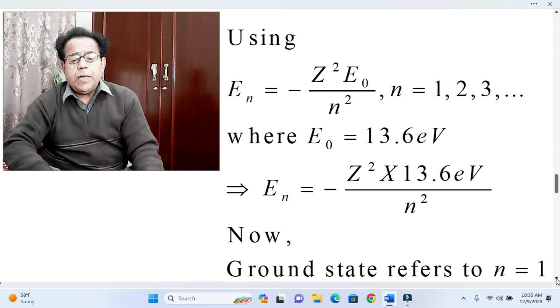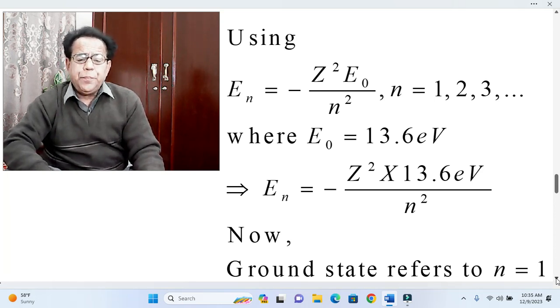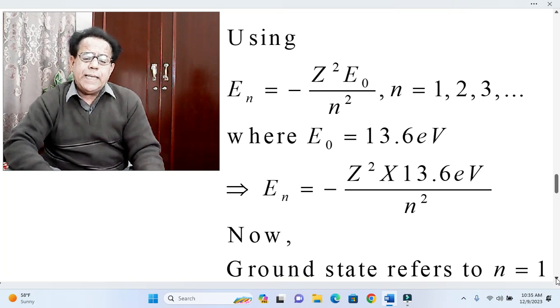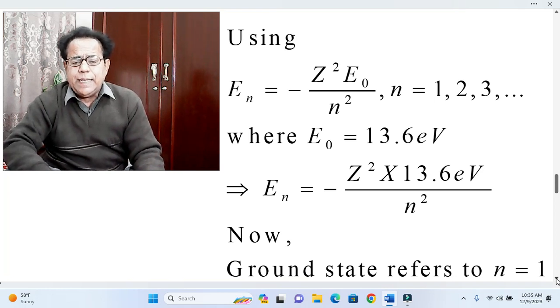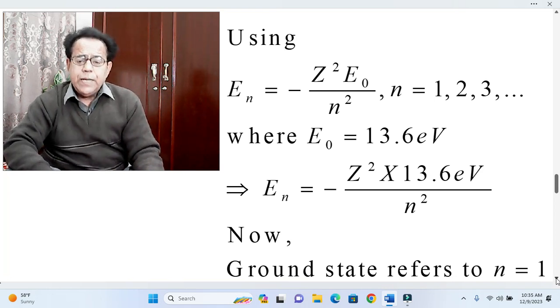Now, in the regular solution of this problem, we are using the snapshot which has been shown above. Using En equal to minus Z square E naught over n square, where n is equal to 1, 2, 3 and so on, where E naught is equal to 13.6 electron volt.